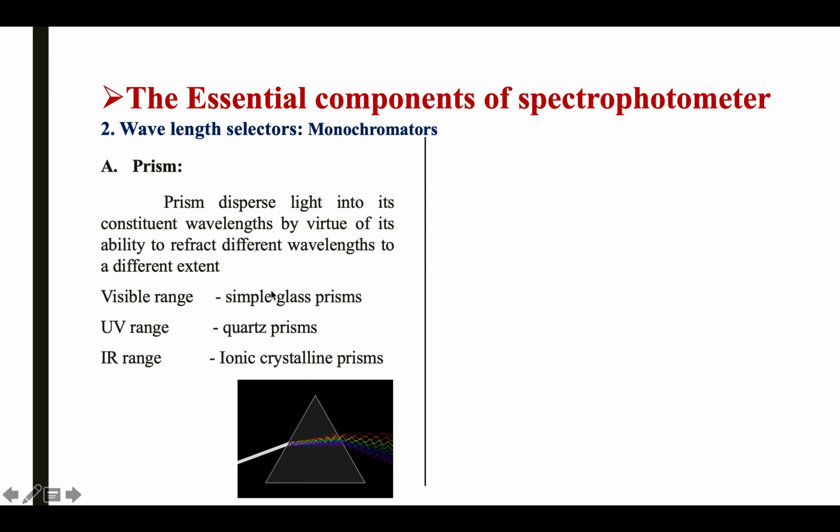For the visible region, we use a simple glass prism. Only one source of light is there, and this light gets separated due to the path difference in the prism. That path difference is why the wavelengths get separated. That's how the prism works as a monochromator. For the UV region, we use a quartz prism, and for IR regions, we use an ionic crystalline prism. So these are one kind of monochromator.